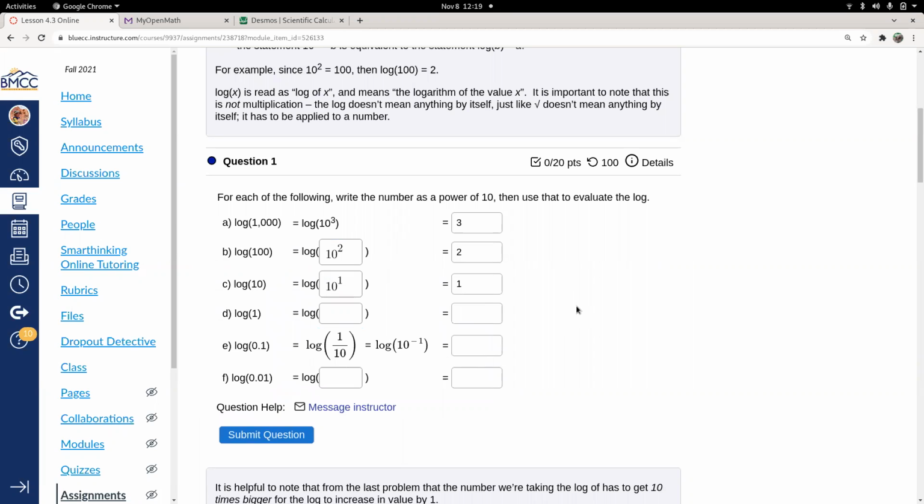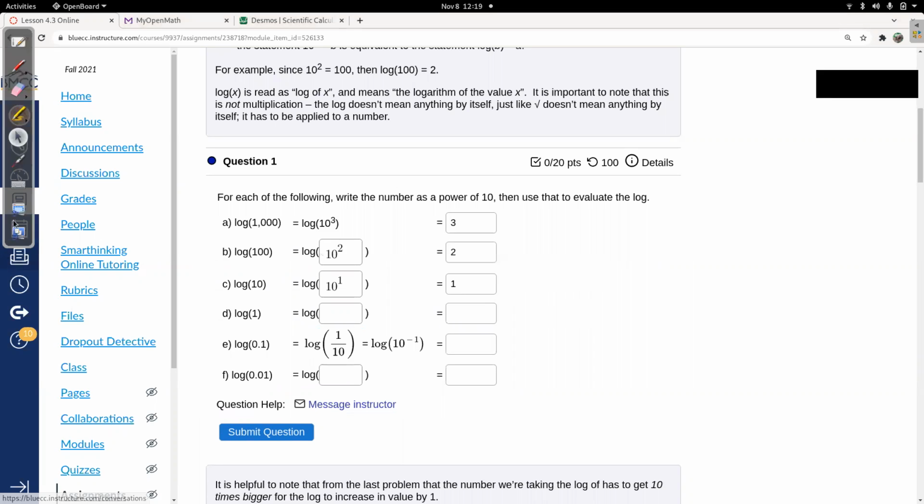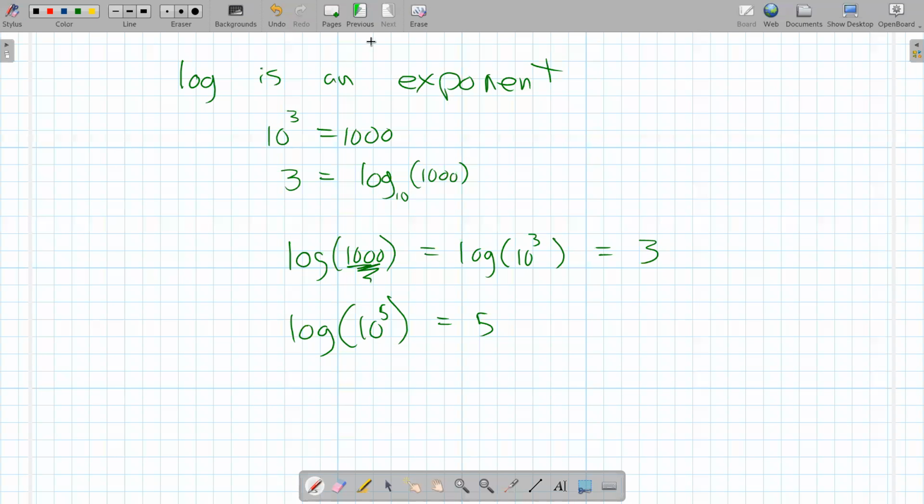All right, now here's where things get interesting. So I want to break off for a sec here. Back to my notes. Oops, I don't want to do a screen share. I want to see my notes. There we go.